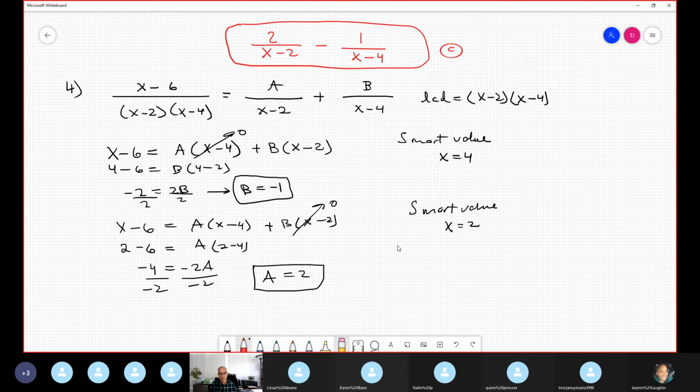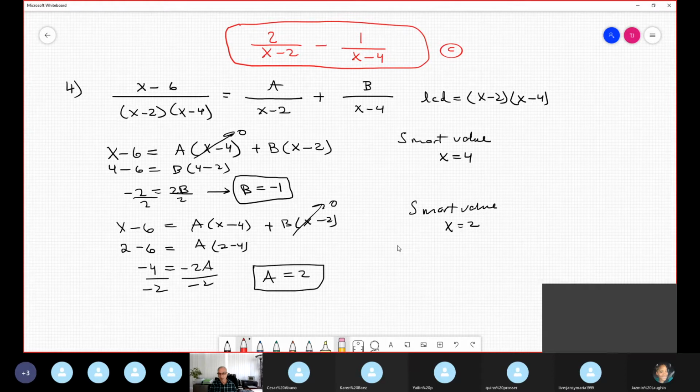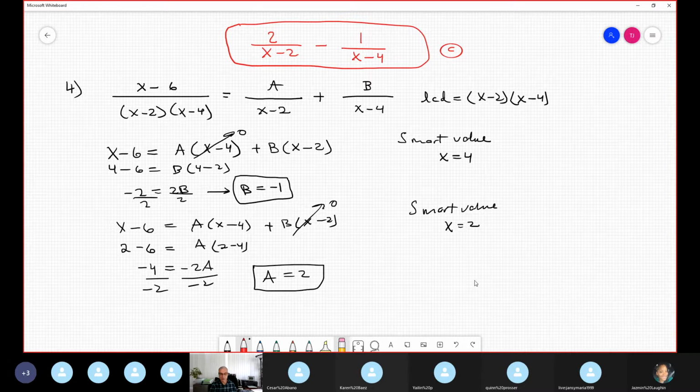Clear? And do it slow, not too hard, not too fast. Okay.